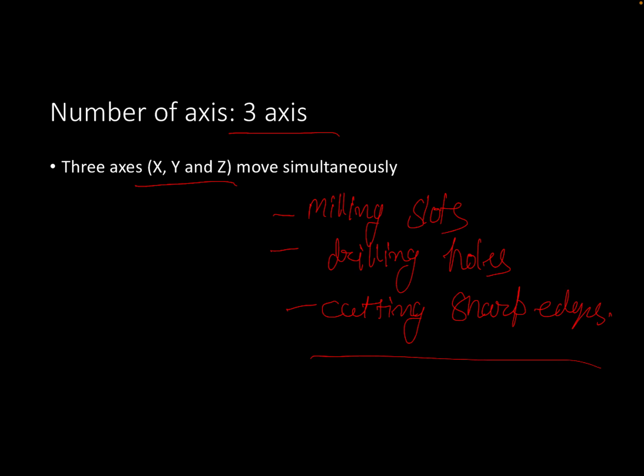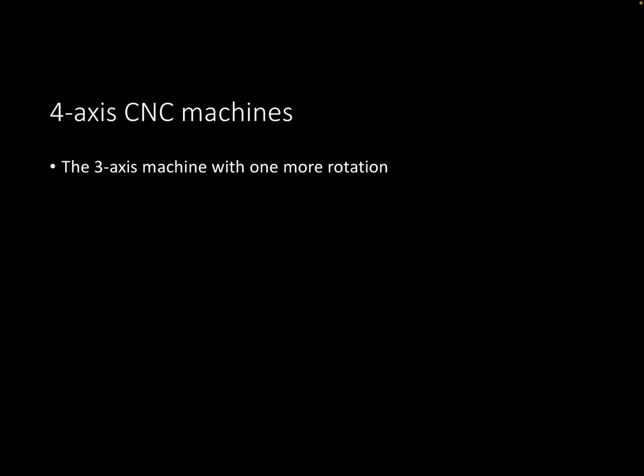Okay, so those are a few types of examples of the operations which you can perform using the 3-axis CNC machine. Next one is the 4-axis CNC machine. The 3-axis machine with one more rotation. So the 4-axis CNC machine is basically the 3-axis machine with one more rotation on the A axis or B axis. The common example is the vertical machine or horizontal machine.